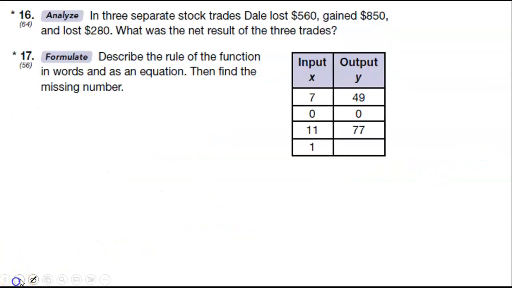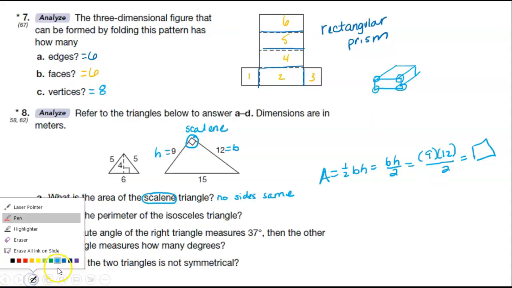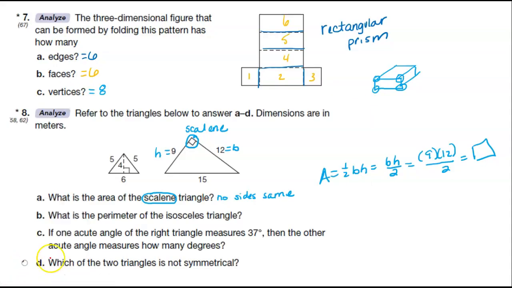Let me change colors here. Oh, no, went too far. What's the perimeter of the isosceles triangle? So isosceles is 2 sides the same. So this is the isosceles.